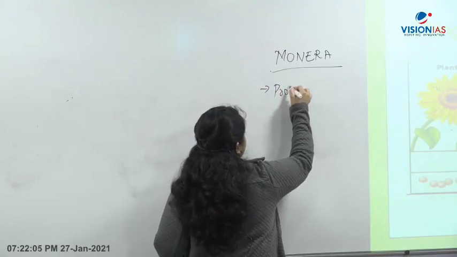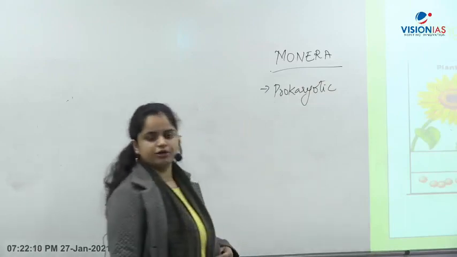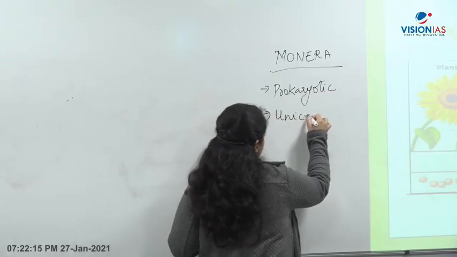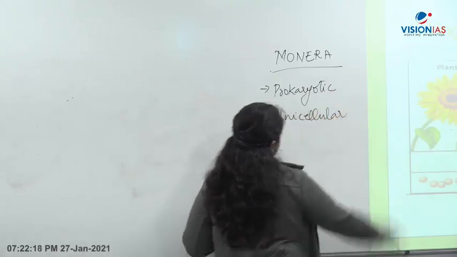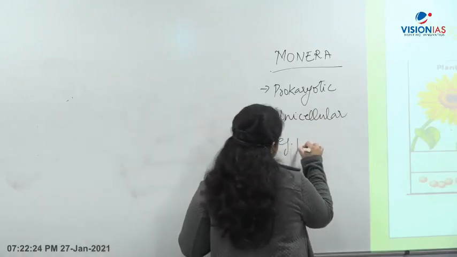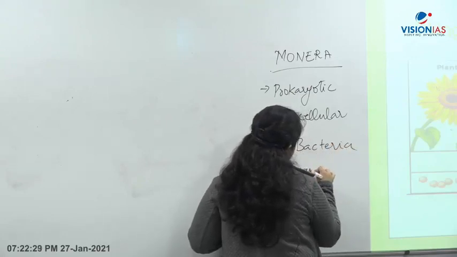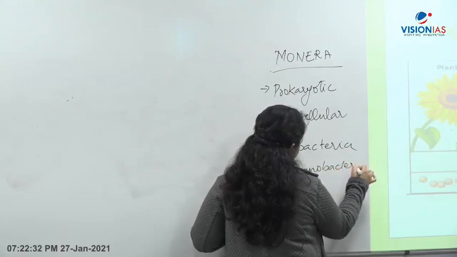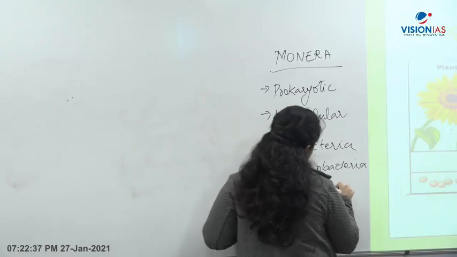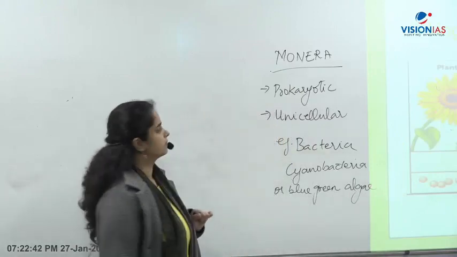They are prokaryotic. All the organisms in this kingdom will be prokaryotic, and because they are prokaryotic, they will be unicellular. Prokaryotic, unicellular. Examples we have already written, you can write again: bacteria and cyanobacteria, also called blue-green algae. Fine.